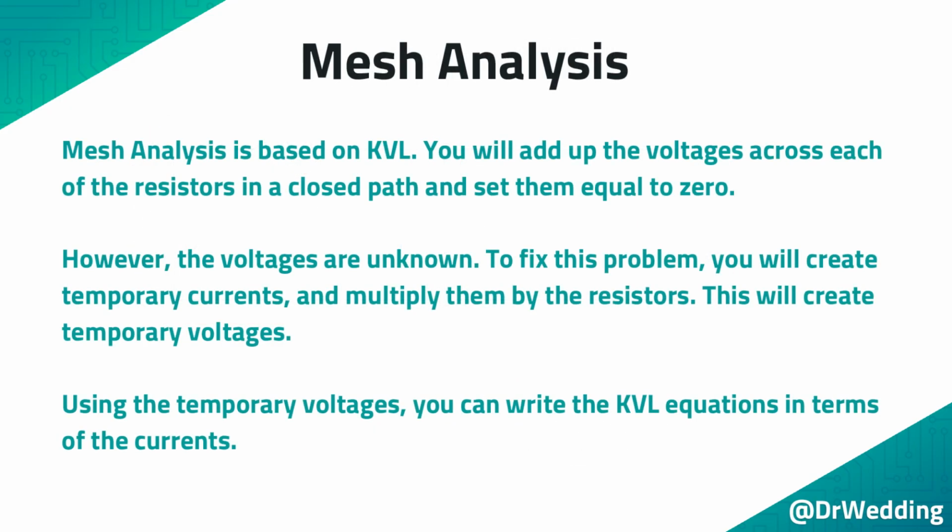Mesh analysis is based on KVL. You will add up the voltages across each of the resistors in a closed path and set them equal to 0. However, the voltages are unknown. To fix this problem, you will create temporary currents and multiply them by the resistors. This will create temporary voltages. Using the temporary voltages, you can write the KVL equations in terms of the currents.